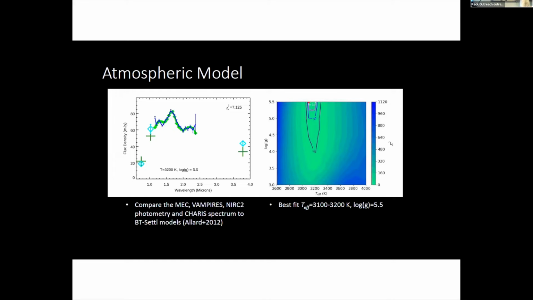But then if I could call to your attention the 5 sigma contour lines, if you go down to these lower gravity, lower temperature solutions, it allows even lower mass solutions down to something around 40 Jupiter masses for the companion, which will become a little bit important later when we talk about the dynamical mass fitting.